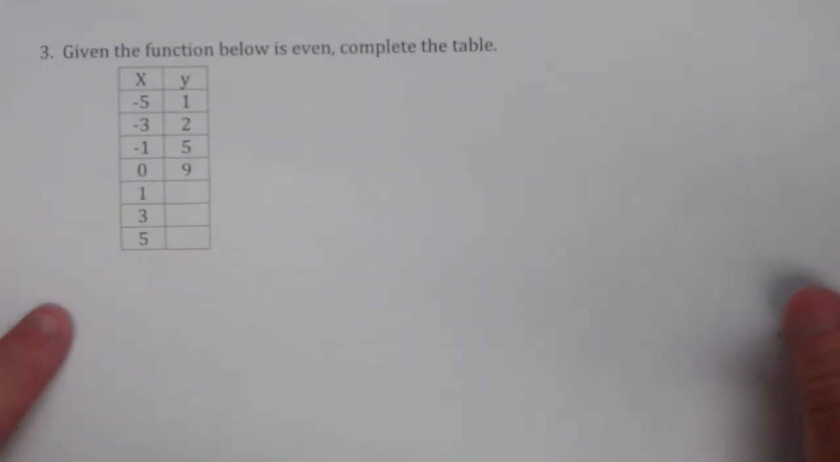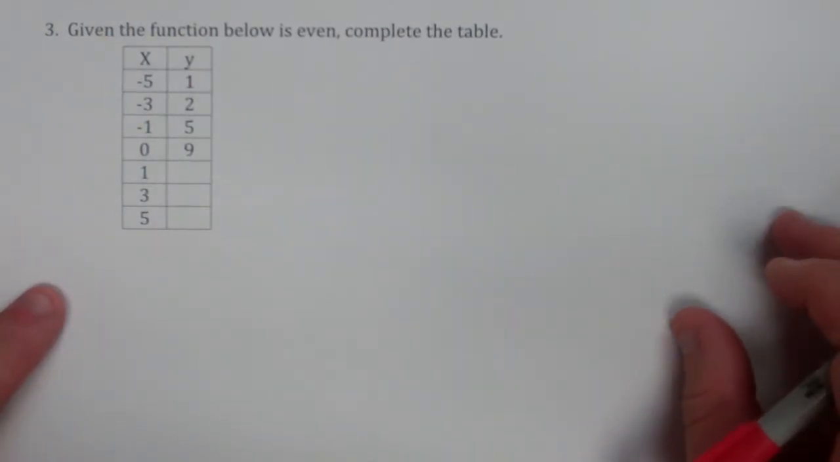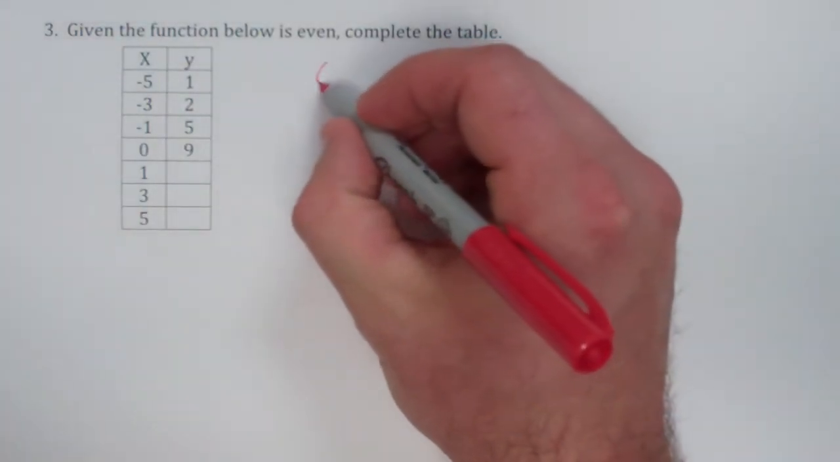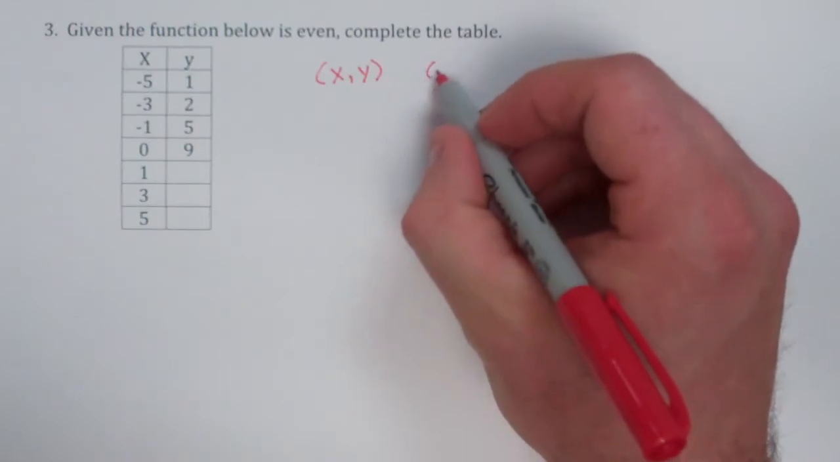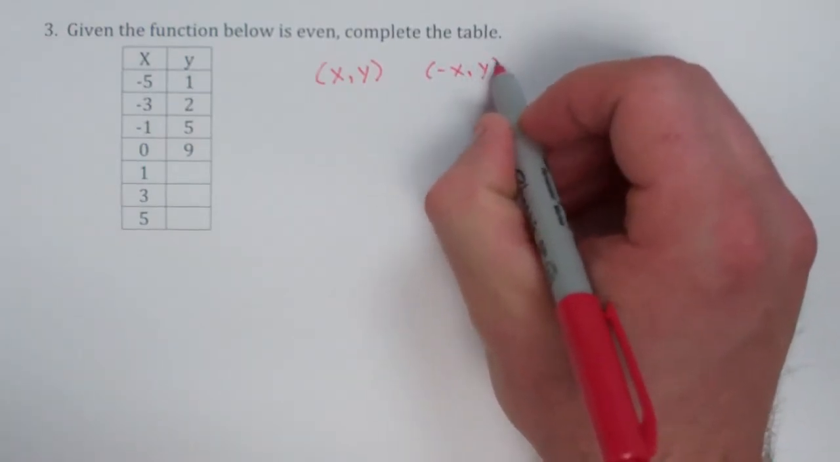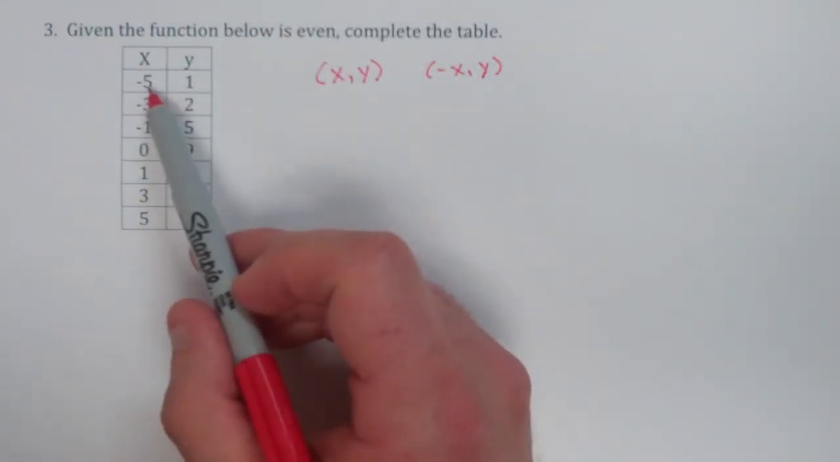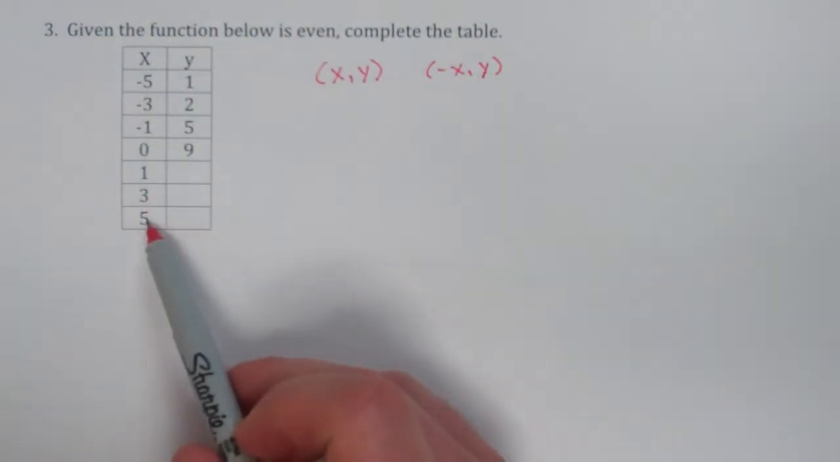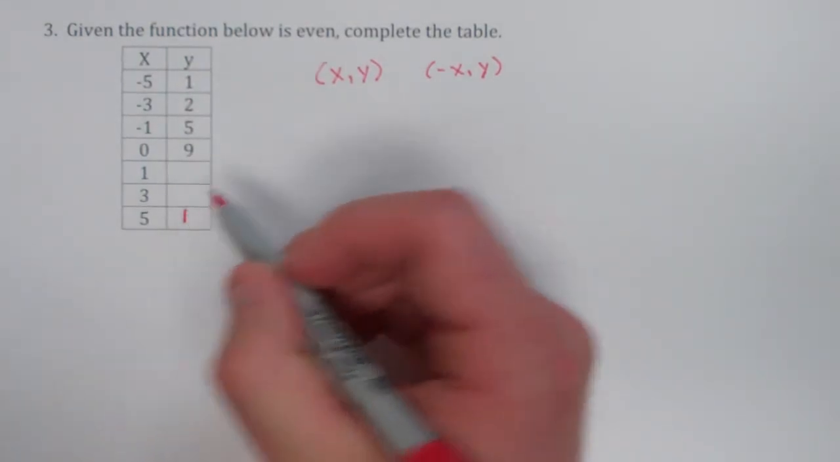Let's see how this works with an even function. That's example 3. So here it says we're given that the function is even, and we want to complete the table. So remember, for an even function, for any x comma y, the point negative x, y is also on the function. So let's take a look here at what will happen if we do the opposite of negative 5, that's 5, and we just want to keep the 1 here.